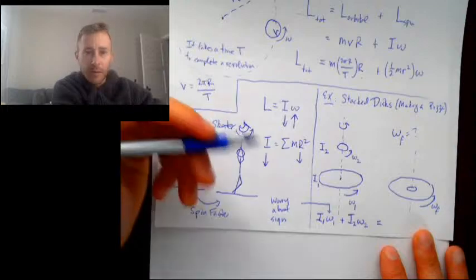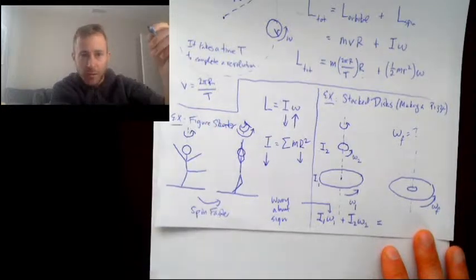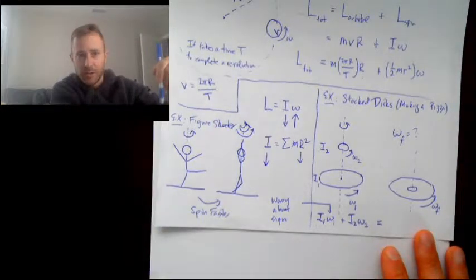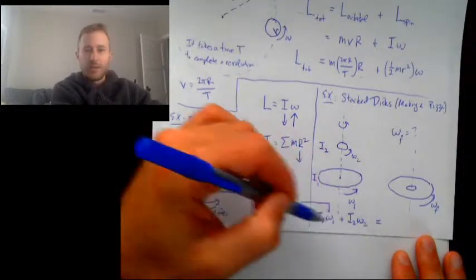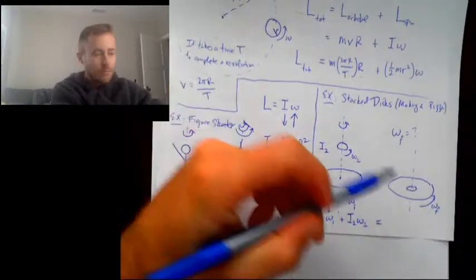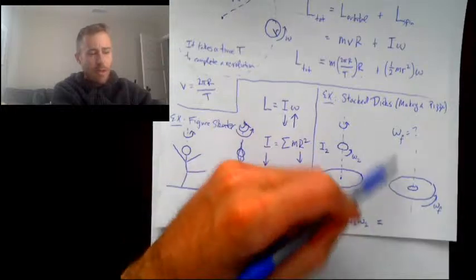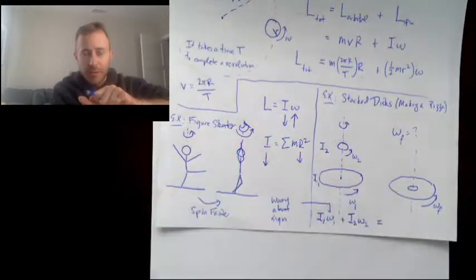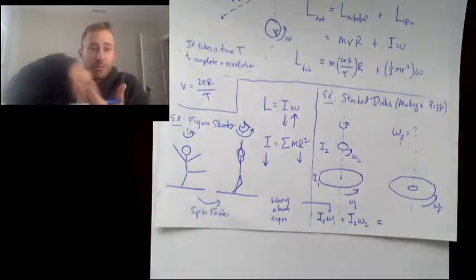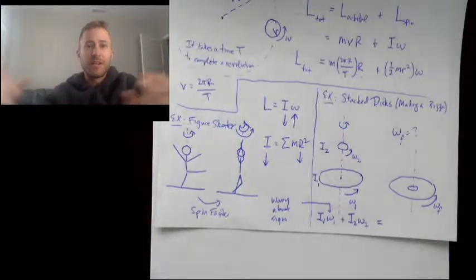Of omega, because omega is positive if it's counterclockwise, negative if it's clockwise. So each of these could be positive or negative. Omega, and then once the pepperoni lands on the pizza, they're going to be spinning together. So they become a single object.